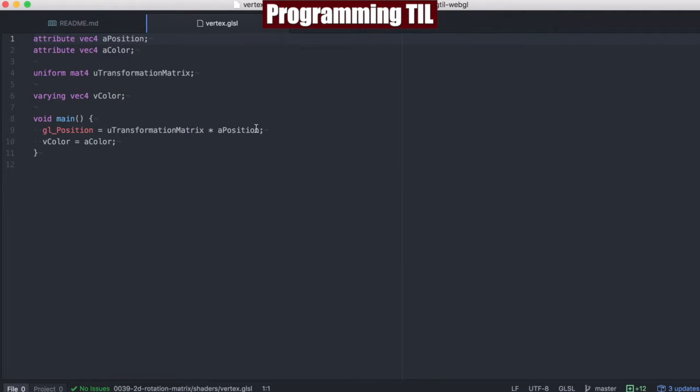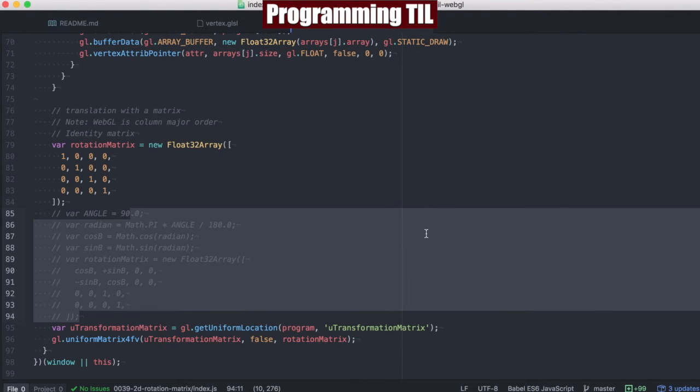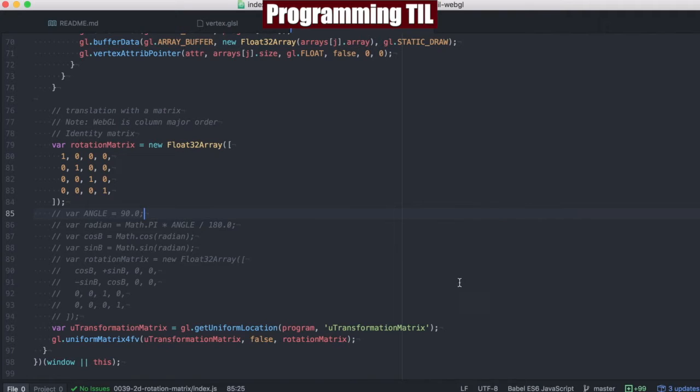Our vertex shader is the same as before, where we just have a transformation matrix in. And we can skip everything in this file because everything is the same until we get down to the bottom, where we have the rotation matrix. You can see here this is just the identity matrix.